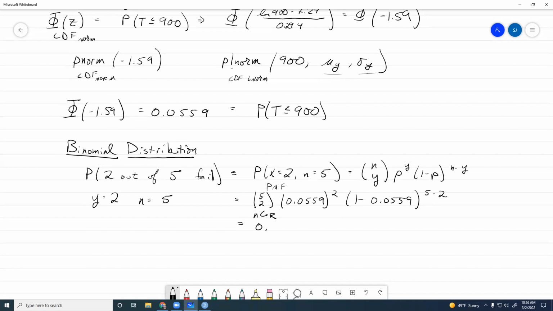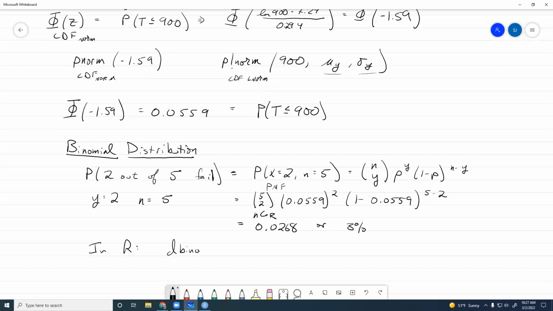So I get about 0.0268, or we'll say 3%. We're not tracking sig figs in this class necessarily. So, what's the number that you want to report to your contractor or your project manager? We have a 3% chance of this happening.